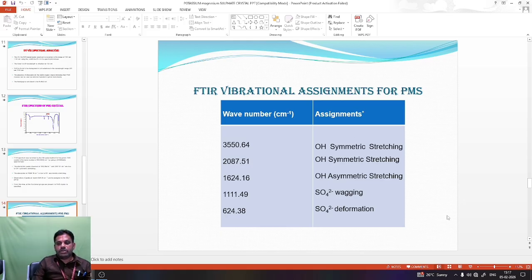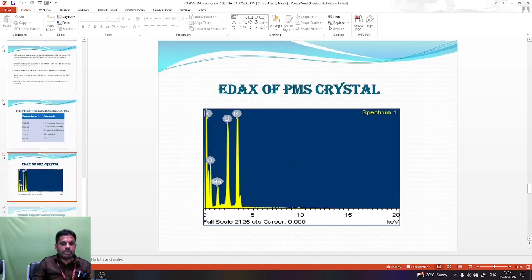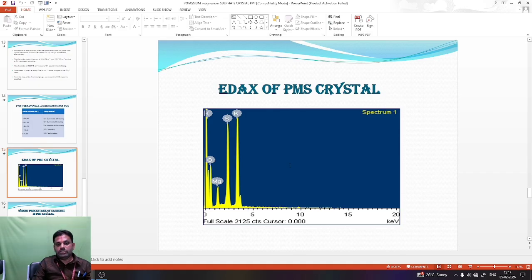So look here, these are the functional groups present in the sample, and now it is the energy dispersive analysis of X-rays, where K is for potassium, O is for oxygen, Mg for magnesium, and S for sulfur. So these elements are confirmed by this test, so the crystal is composed of potassium, magnesium, sulfur and oxygen.